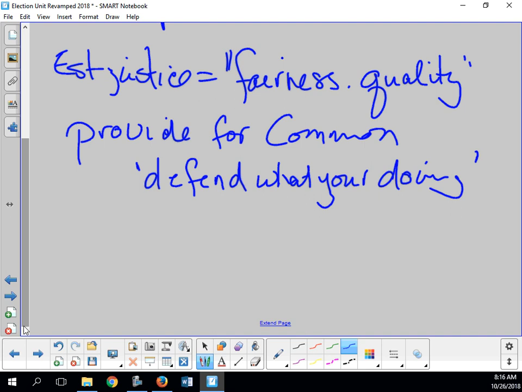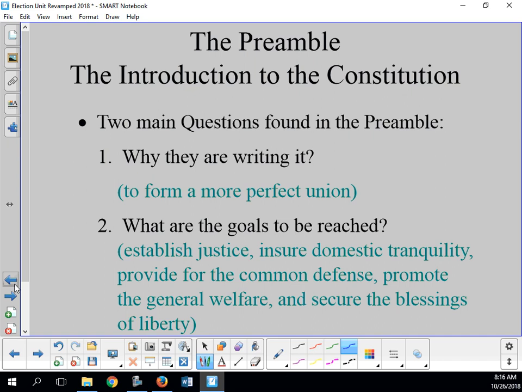Okay, so this statement is the preamble. It is incredibly powerful. Establish justice, ensure domestic tranquility, provide for common defense, promote general welfare, and secure the blessings of liberty. Who is this for? For the people.